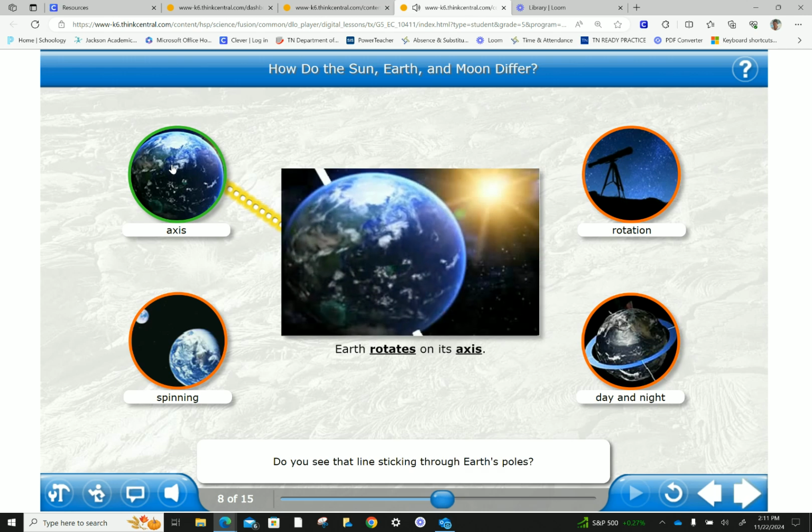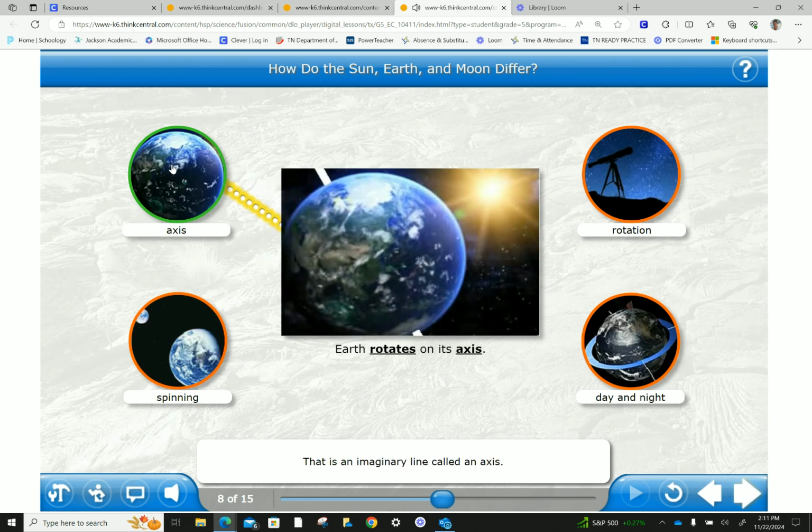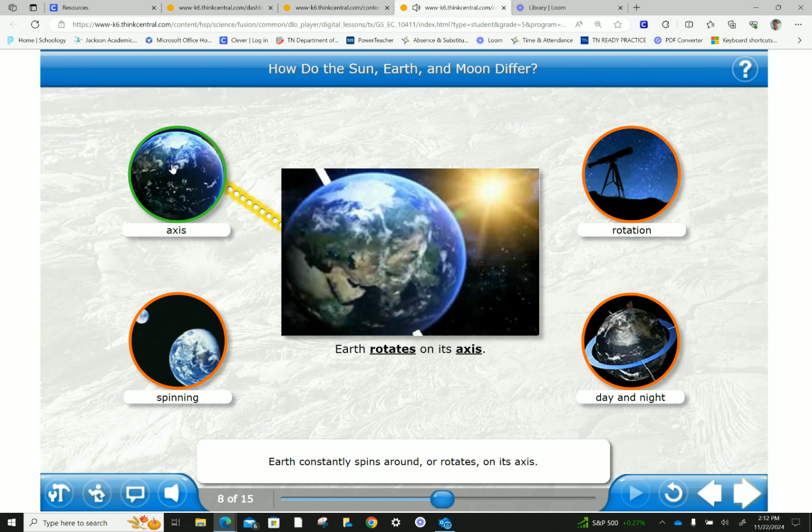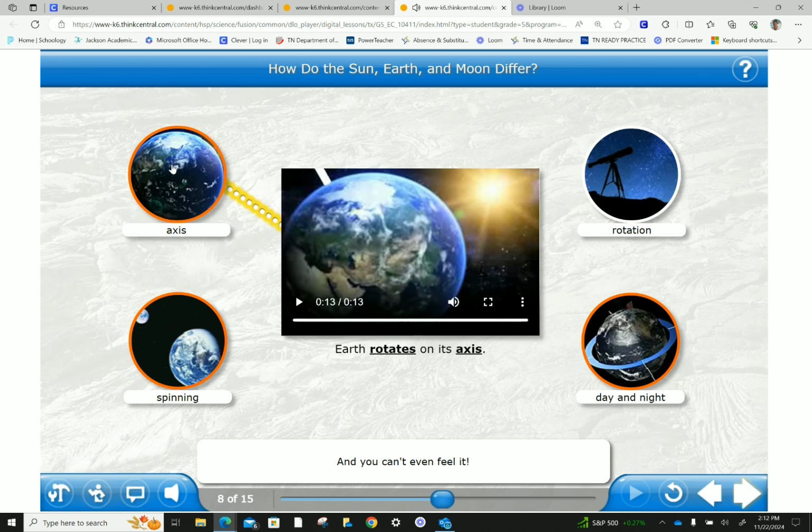Do you see that line sticking through Earth's poles? That is an imaginary line called an axis. Earth constantly spins around, or rotates, on its axis, and you can't even feel it.